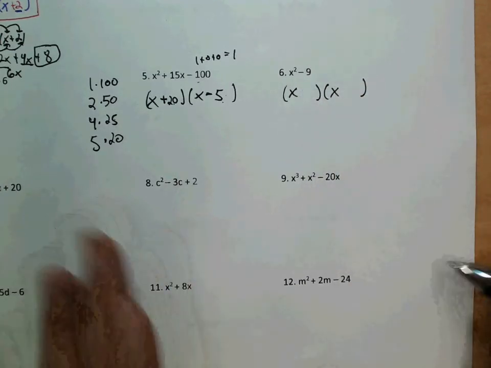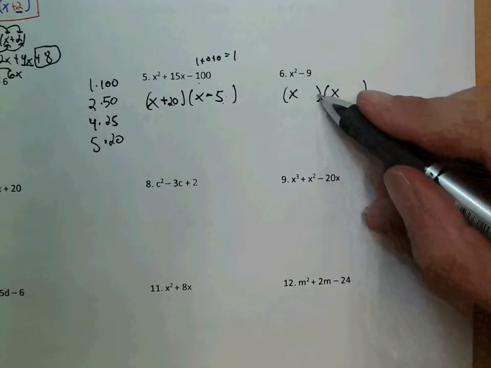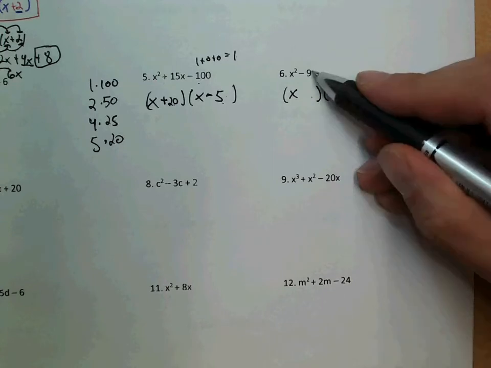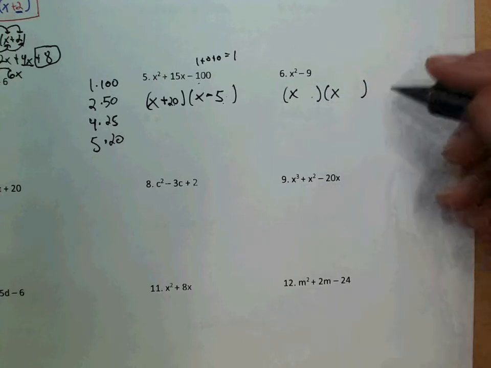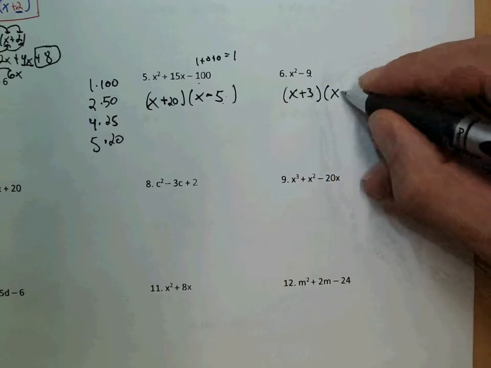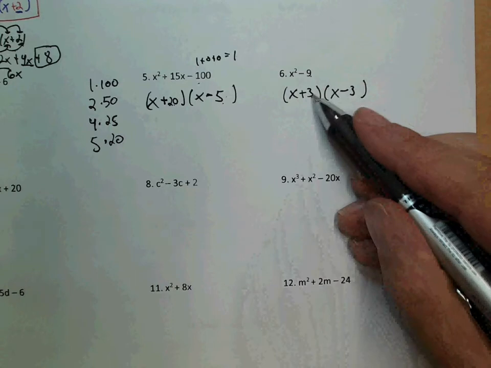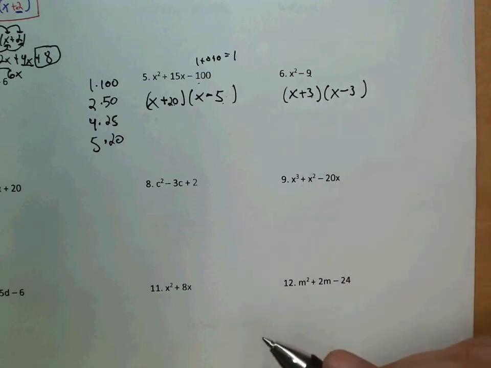There are no x's. This is called the difference of two squares when there's no x's in the middle, and the only way to make it happen is if the constants multiply to make negative 9, but they add up to be 0. And the way you add up to be 0 is having the exact same thing, but one is positive, one is negative. So it's just the square root of 9, one is positive, one is negative. 3 times negative 3 is negative 9, 3 plus negative 3 is 0.